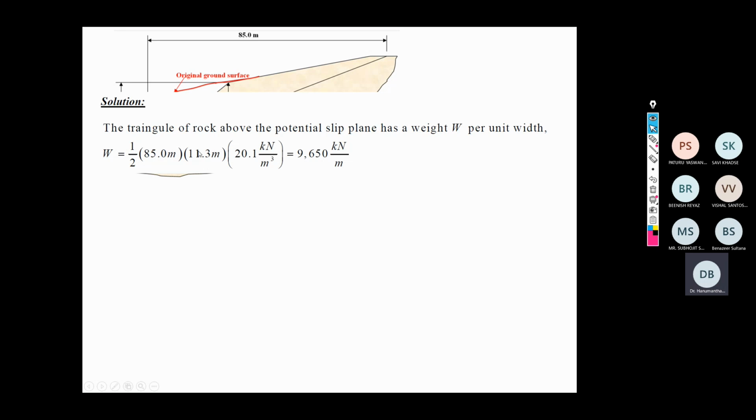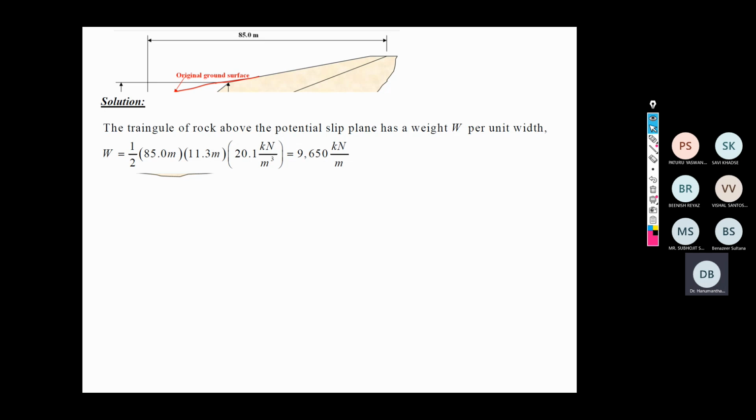If you take the triangle, W, the weight of the component, is nothing but area multiplied by the density, where gamma is 20.1 kilonewton per cubic meter. Area of the triangle is half of base into height. The base width is 85 meter, then the height approximately given is 11.3 meter. So therefore what you get for W is 9650. Sir, 85 is the horizontal distance, not the inclined distance, no, sir? Yeah, true.